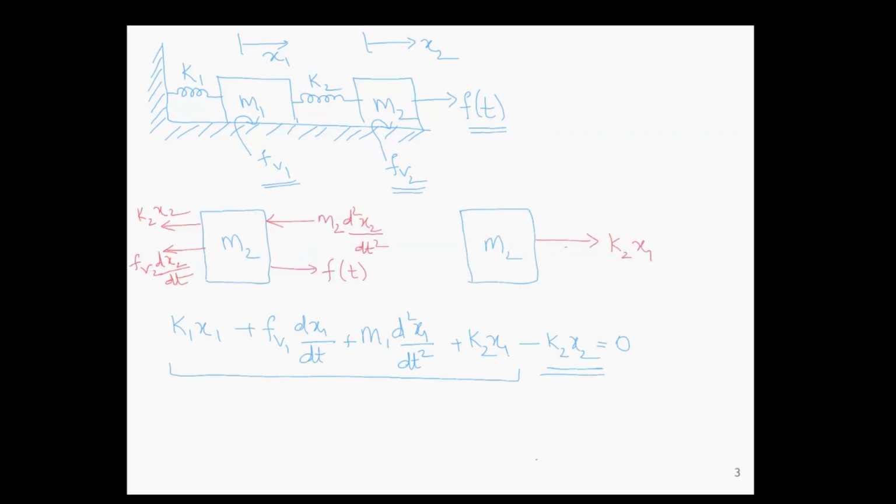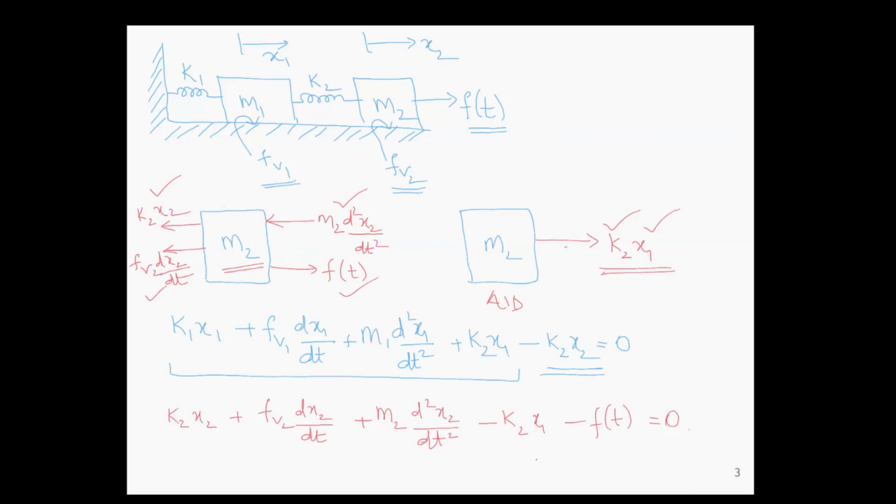Now for M2, we have the displacement x2. Due to the spring, we have K2 x2. Due to the damper, we have Fv2 dx2 by dt. And due to the mass itself, we have M2 d square x2 by dt square. All these are opposing the force applied, f of t. Now K2 x1 is the force that is caused due to the displacement x1, attached using a spring with a spring constant K2. So K2 x1 is aiding the motion of M2.